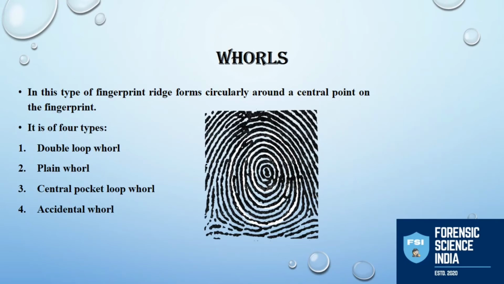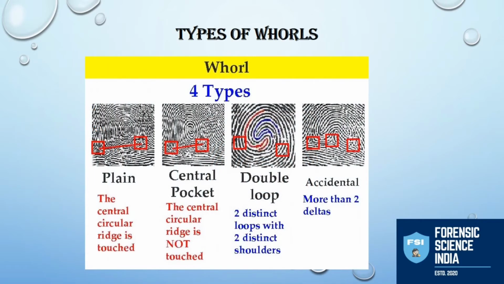In this type of fingerprint, the whorl, ridges form circularly around a central point on the fingerprint. Here you can see in this picture also, a central point is present around which circular ridge patterns are formed. It is of four types: double loop whorl, plain whorl, central pocket loop whorl, and accidental whorl. Here you can see with the help of the picture, I will be describing the types, and it will be easy for you people also to understand.